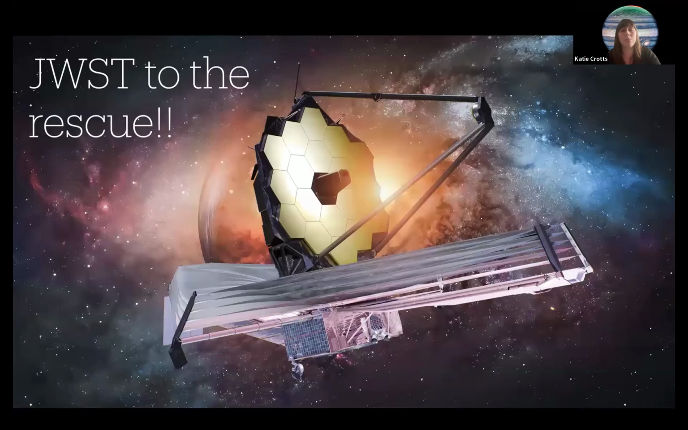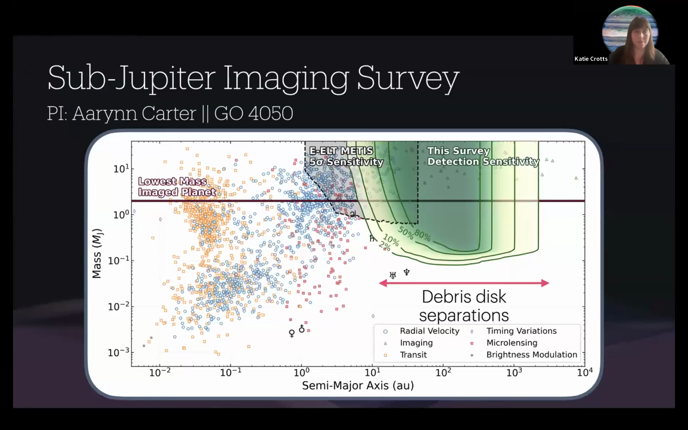This is where JWST comes to our rescue, as the instruments of JWST are really pushing the planet masses that we're sensitive to, getting into the sub-Jupiter regime. There are a lot of different surveys and GO programs taking advantage of this. One is the Sub-Jupiter Imaging Survey, PI'd by Aaron Carter. This survey is looking at the TW Hydra system, and the goal is to search for sub-Jupiter mass planets that previous to JWST we weren't able to image because we just weren't sensitive enough.